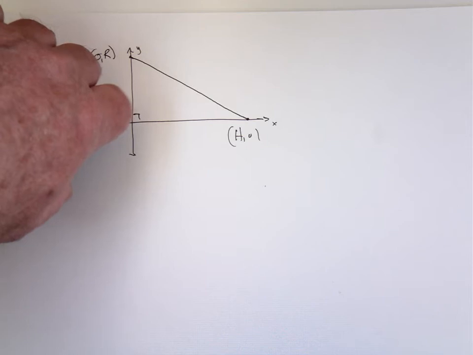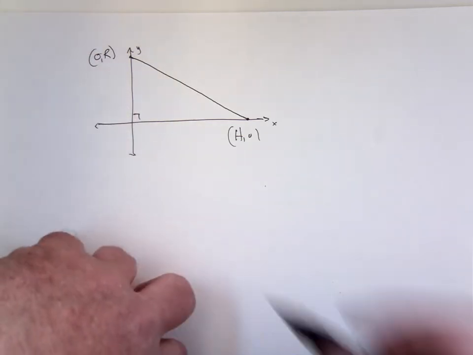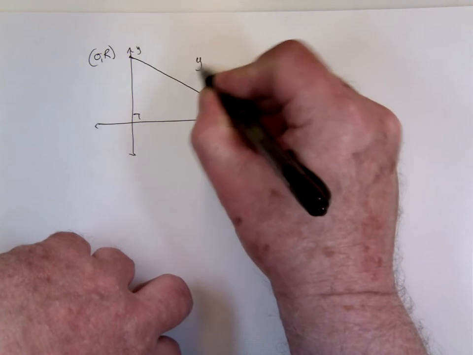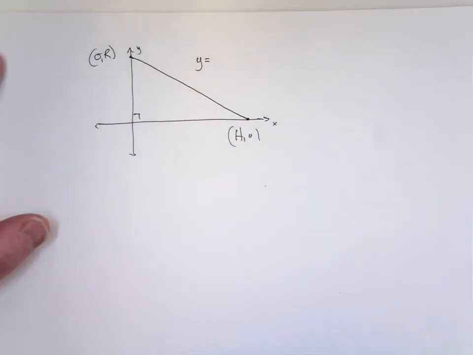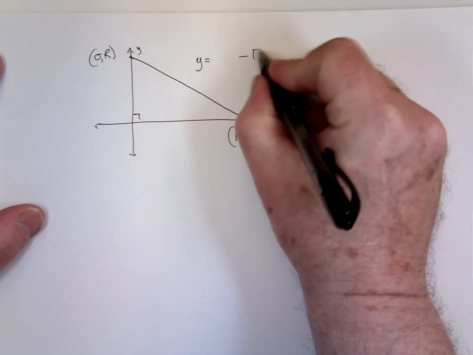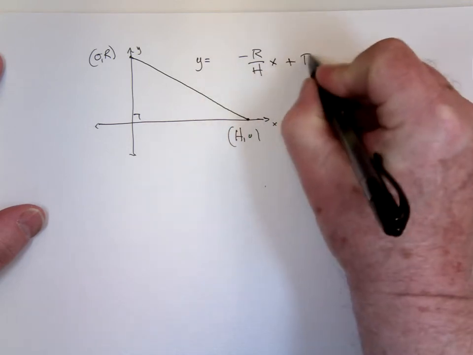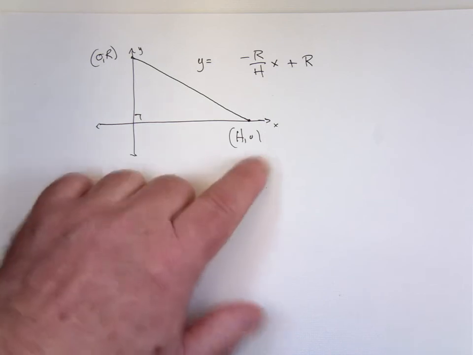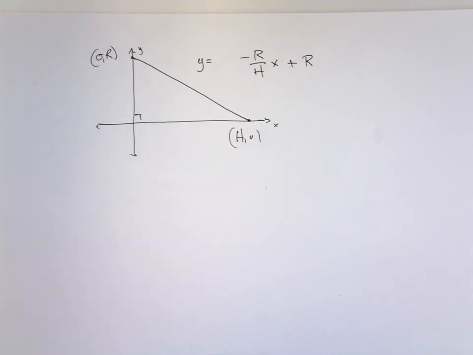So let's do it. We've got to find our function first. What is this function equal to? R over H. What is it? Negative r over h times x plus r. Good deal, Brendan. Okay, that's the equation of that line. We're going to whip it around the x-axis. We're going to generate this right circular cone. And what we're doing now is finding the lateral surface area of that right circular cone.